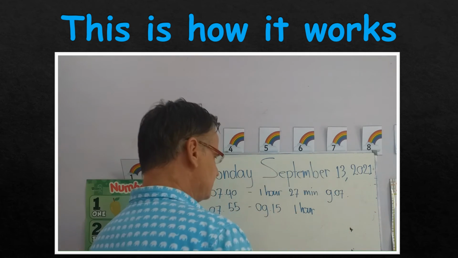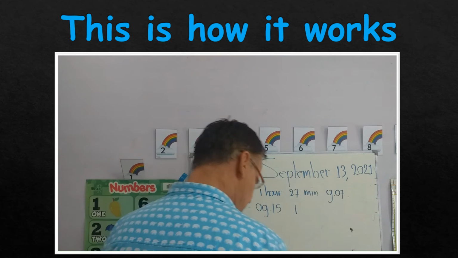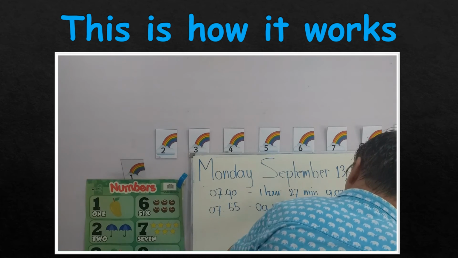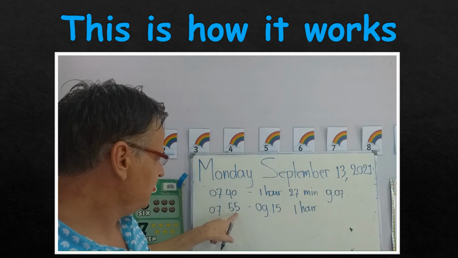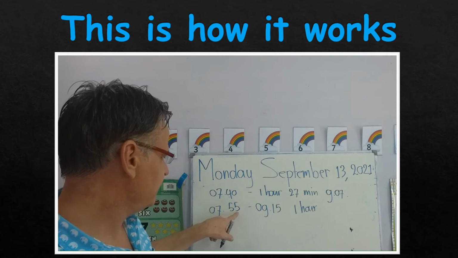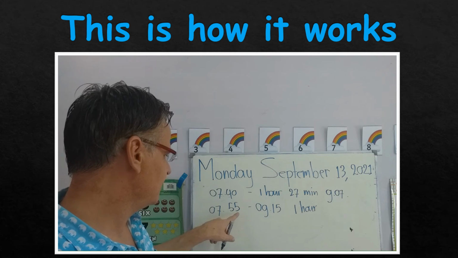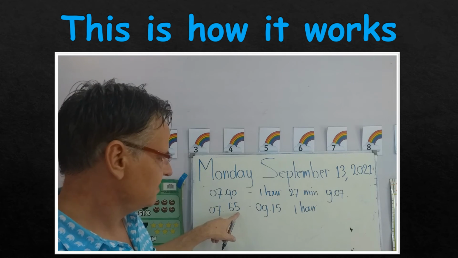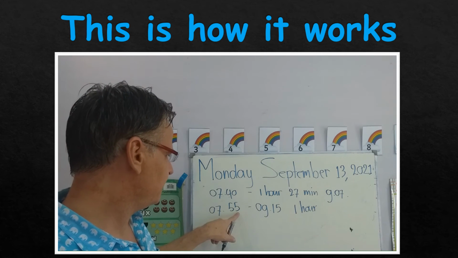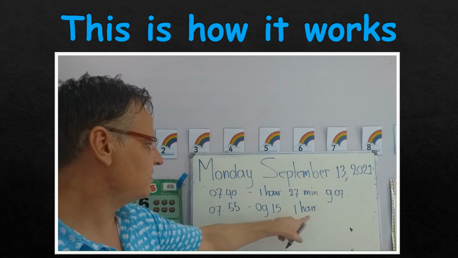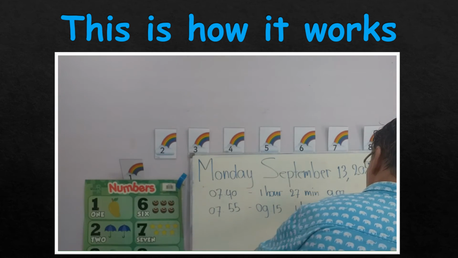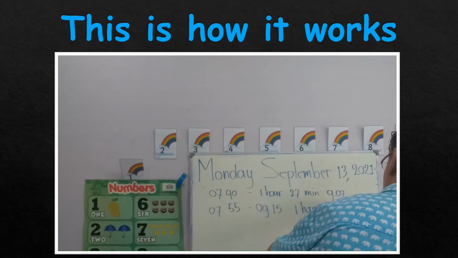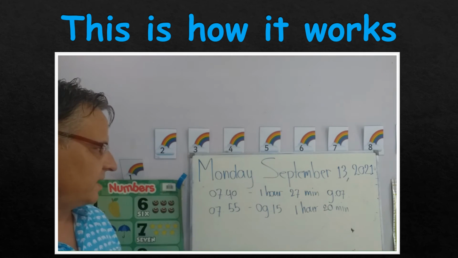Now teacher cannot write anymore. 1 hour. And how many minutes is it from 8:55 to 9:15? 5 minutes, 10 minutes, 15 minutes, 20 minutes. So 1 hour and 20 minutes. So now we know the answer.